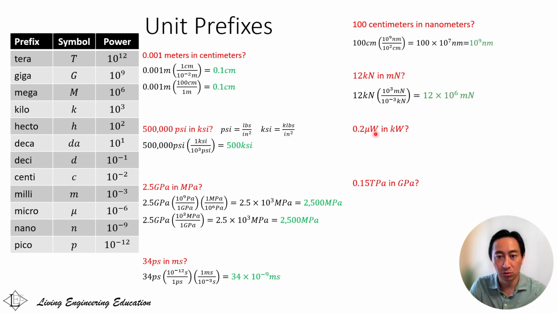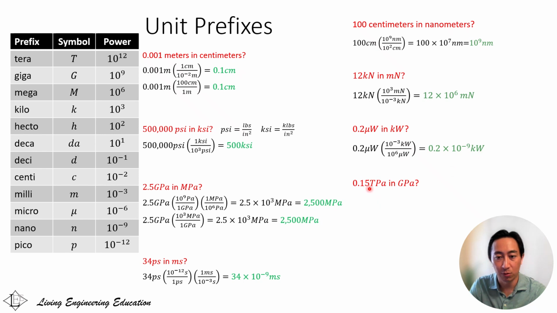Here are 0.2 microwatts, and I want to convert this into kilowatts. So micro, 10 to the negative 6. If I want to do it in this form, 10 to the 6. Kilo, 10 cubed. So I want to do it in this form, 10 to the negative 3. So 0.2 times 10 to the negative 3 over 10 to the 6. So this will be negative 3 minus 6, 10 to the negative 9. So 0.2 times 10 to the negative 9 kilowatts.